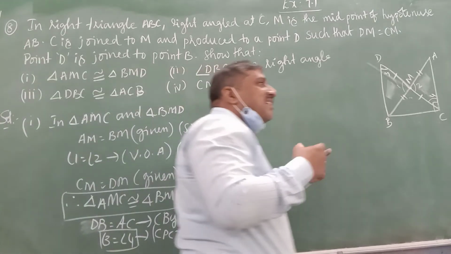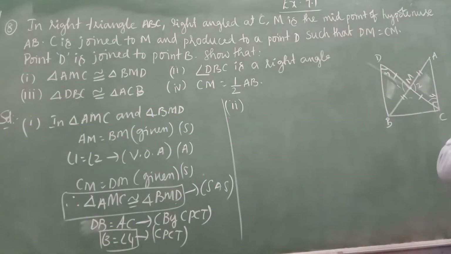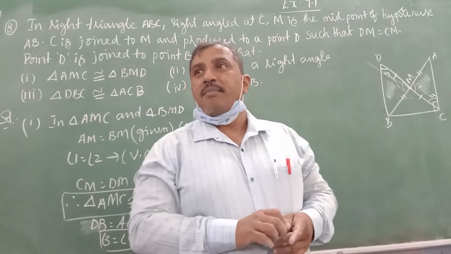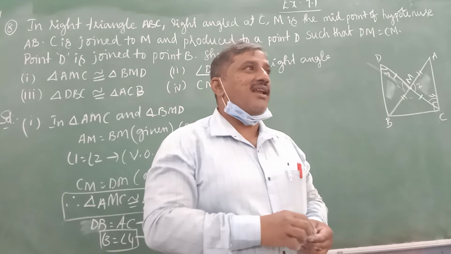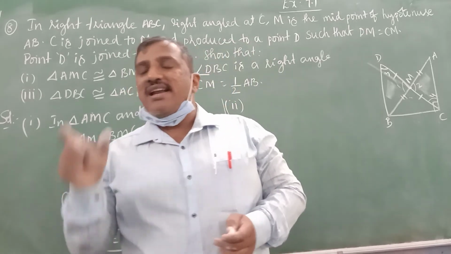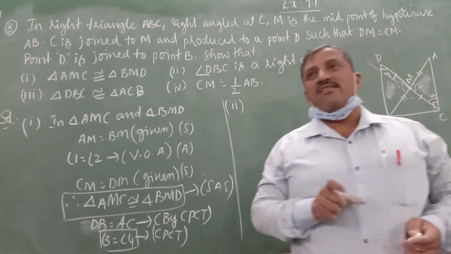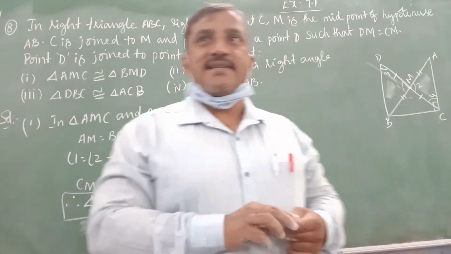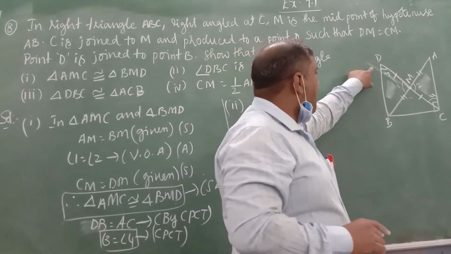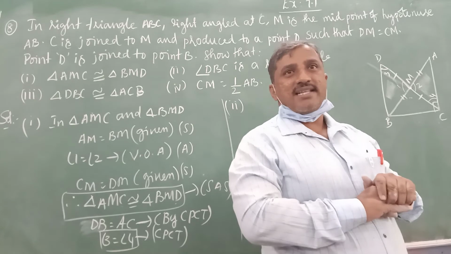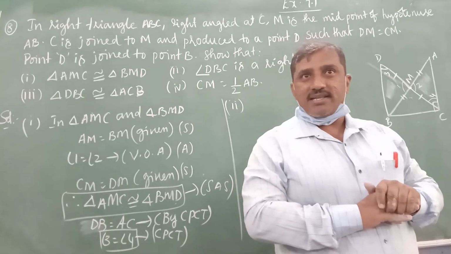If a pair of lines are intersected by a transversal and one pair of alternate interior angles are equal, then what do we call those two lines? Parallel lines. If one pair of alternate interior angles are equal, they are called parallel lines. If one pair of corresponding angles are equal, they are called parallel lines. Is it clear? Now here BD and AC are parallel to each other.